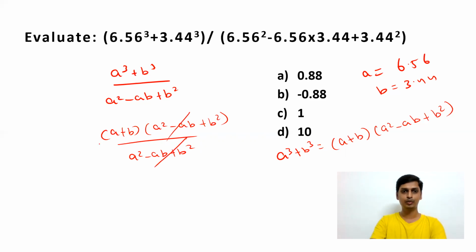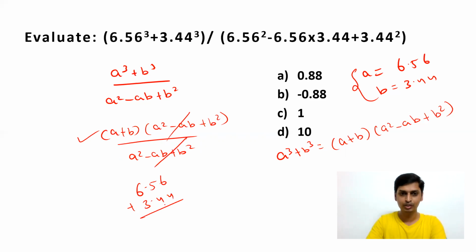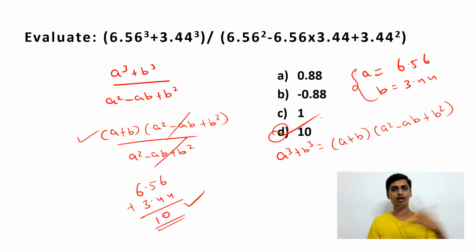So you can cancel this. So you are left with only A plus B. That means you have to add A with B. That is 6.56 plus 3.44. So if you add it, how much do you get? 10, right? So this will become your answer. So the answer for this question is option D.